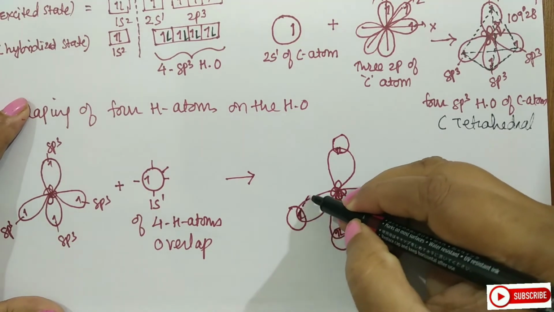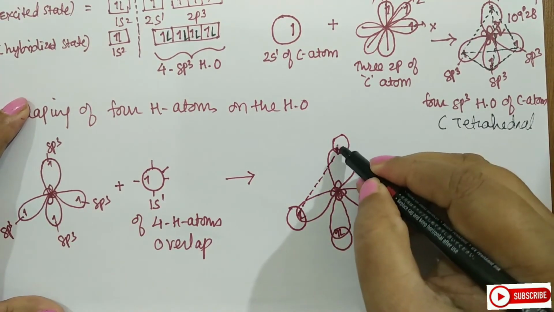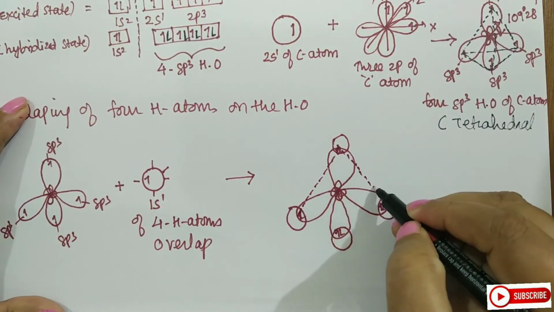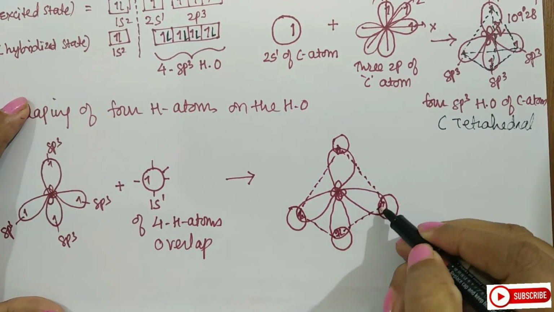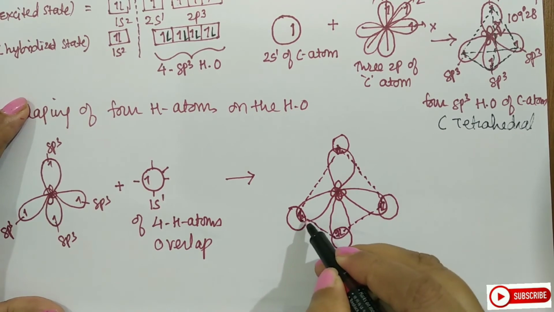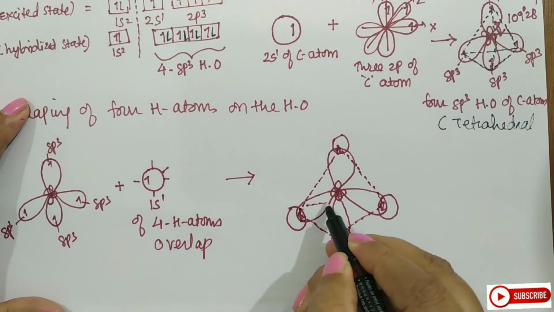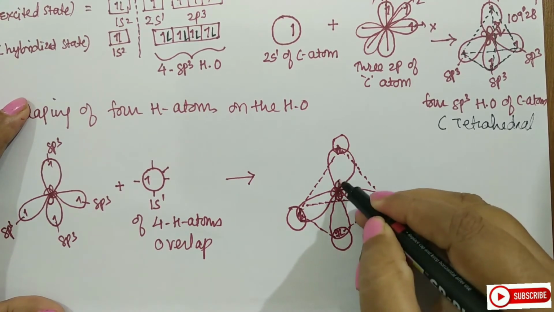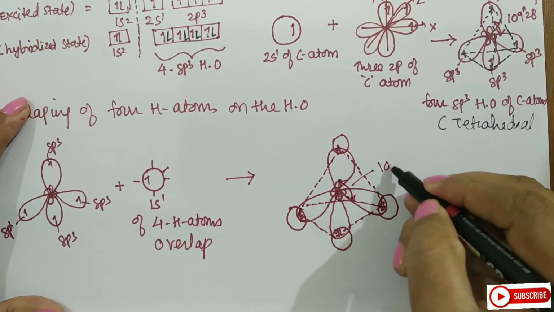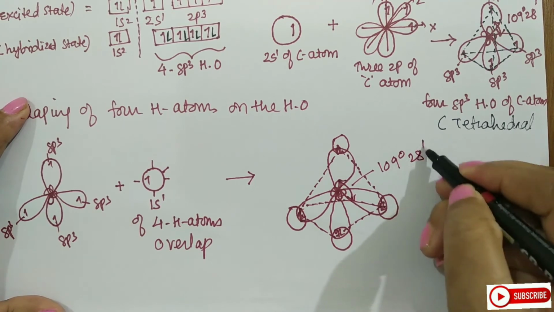Let us join the centers here in this way. So I am joining. You can use a scale to join it. So you have to join the centers, student, and this is how it is getting joined. Now what is the angle here? It is 109 degree and 28 minute.